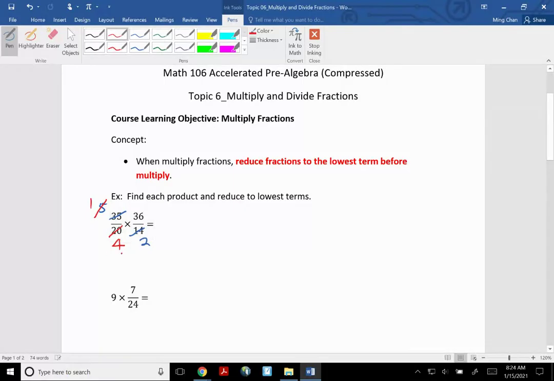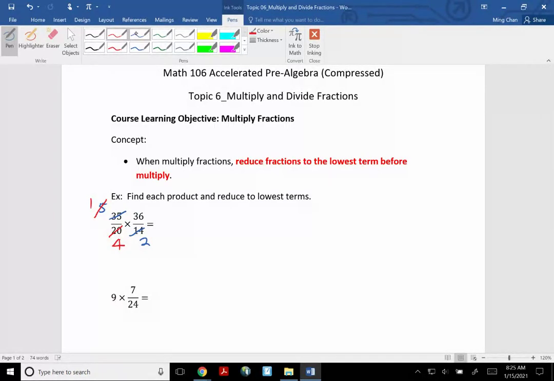Now I just wrote down a 4, right? So 4 and 36 can reduce, or 2 and 36 can reduce. When it's 1, you cannot reduce it anymore. A lot of students ask, what do you do next? Which one do you do? Doesn't matter, as long as it's what? Top number with the bottom number.